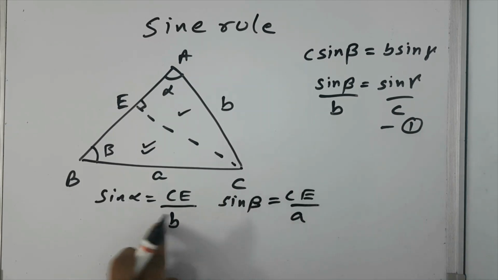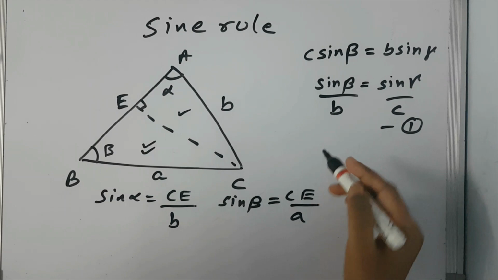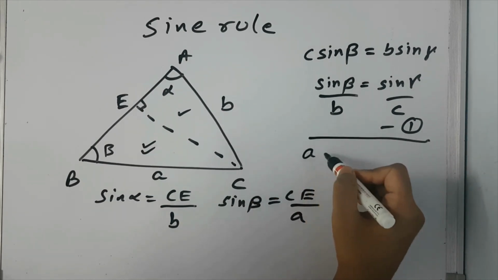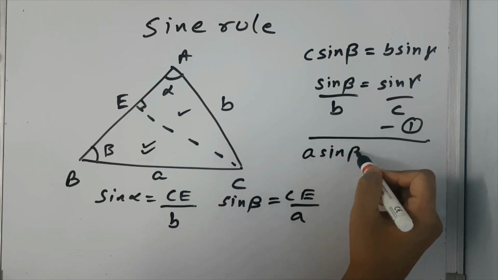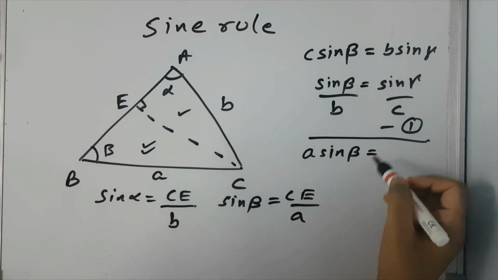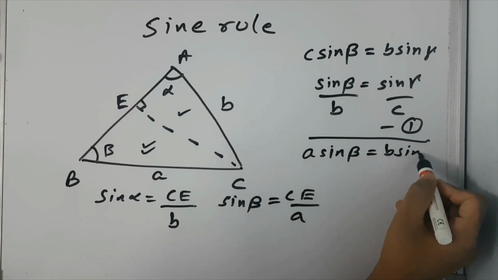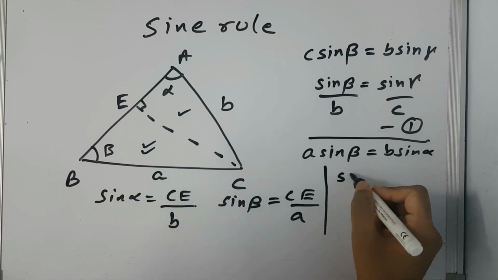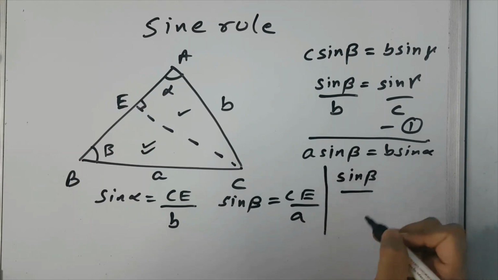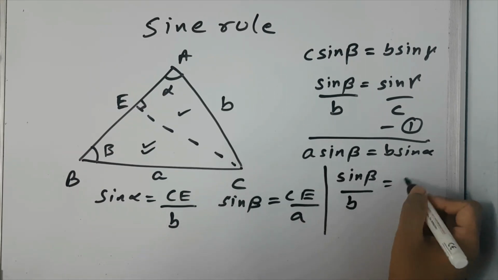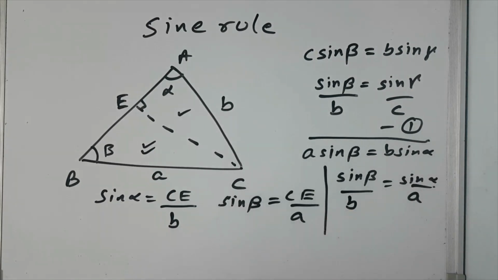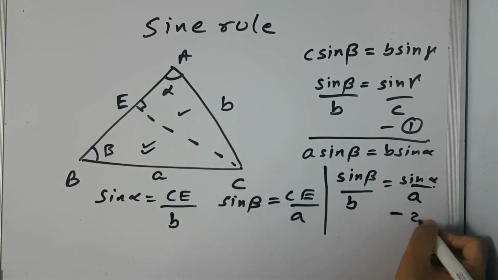Now using these two equations in a similar way, what do you get? A sine beta is equal to B sine alpha. Now rearranging this, you'll get sine beta by B equals sine alpha by A. Let's say this is equation 2.